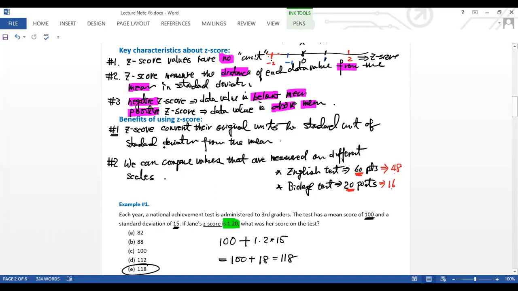All right. One of the very good things about the Z-score is that you can compare, right? Especially when they are measured on different scales. Typically we want to compare apple to apple, but if they are measured in different scales, how do you change the apple-orange comparison to apple to apple? By using the Z-scores here.